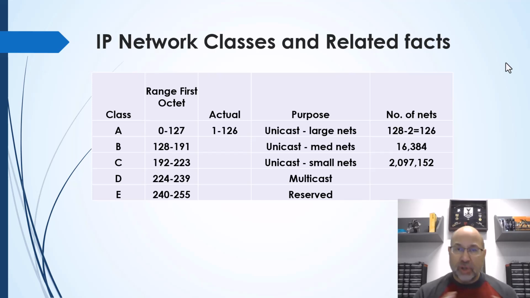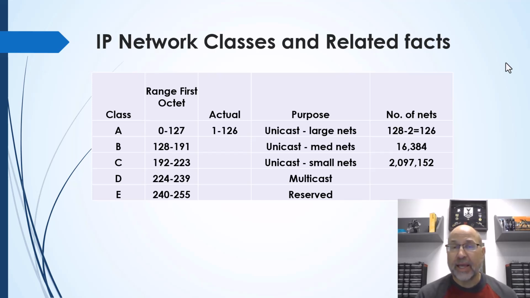So to start with, we have 5 classes of network, A through E. Now, each one of those is distinguished by 2 things, really. The pattern that you see in the very first byte or the very first octet, right? It's the first number in an IP address. And then the size of a particular network. And I'll say it now, we'll repeat this a bunch of times. The size of a particular network is governed by the mask applied to that particular network.